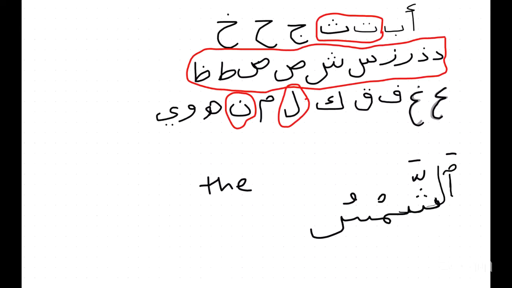A letter with shadda means two letters in one. So this shin means two shins put together. The first shin has a sukun, right? And the second shin has the haraka, which is the fatha, the haraka on top of the shadda.